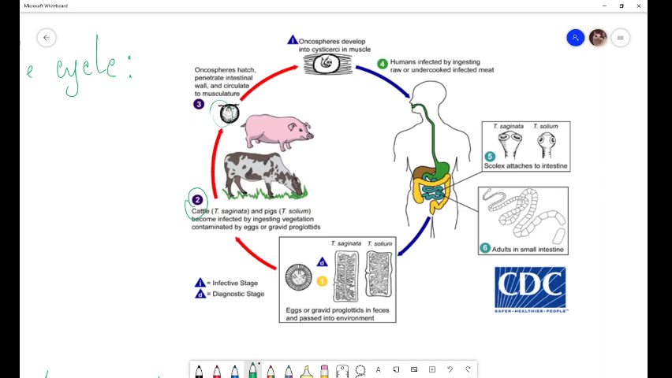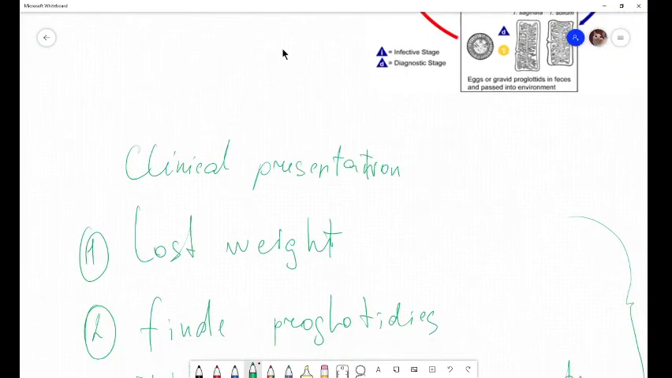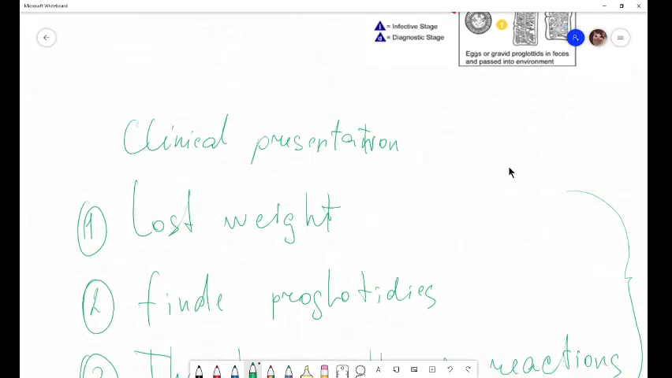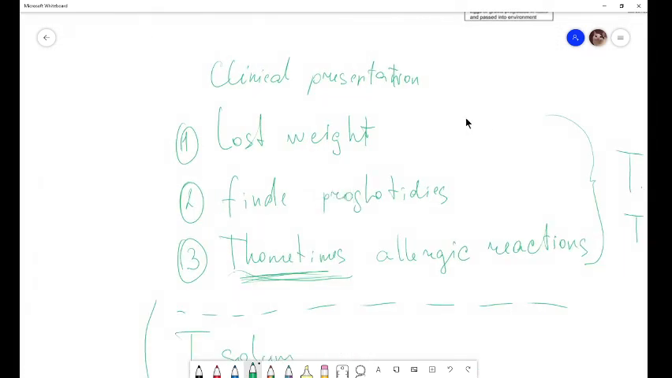Okay, the next one is clinical presentation. It is more important for you as doctors.